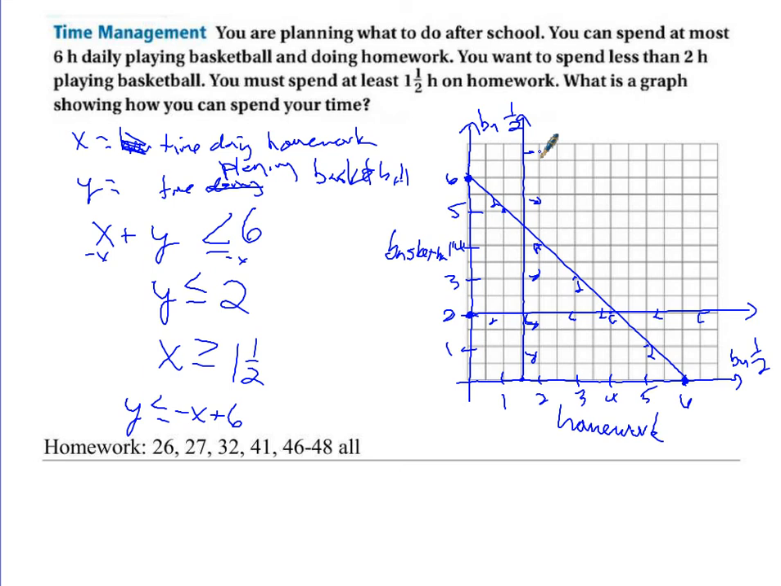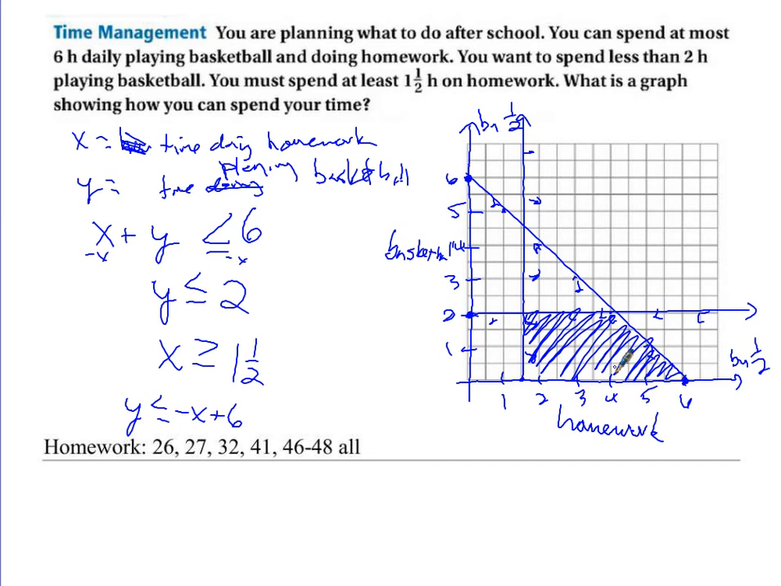So what is our resulting region then? This trapezoid right here. So we'd shade here. What is a graph showing how you can spend your time? This is a graph showing how you can spend your time. Any amount of homework and basketball within this region right here works for mom, makes her happy. All right? So this is something you could do at home to show your mom that you're doing your best to make her happy. And then you'd be using math and actually learning the math, and then mom would be even happier. You get like 2 gold stars for the day.